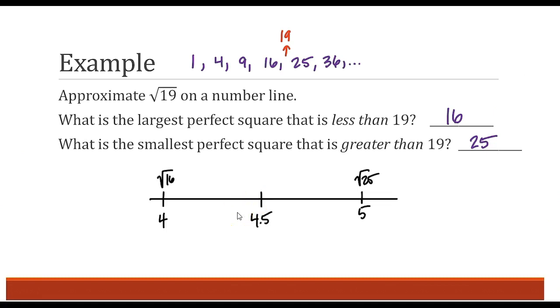And if I think about these radicands, 16 and 25, the value that's halfway between 16 and 25 is 20.5. So in the middle is approximately the square root of 20.5. So we're looking at halfway between 16 and 25, which means the square root of 19 is going to be a little bit less than that. We can approximate the value right here is where it would go. Somewhere between 4 and 4.5 is the square root of 19.